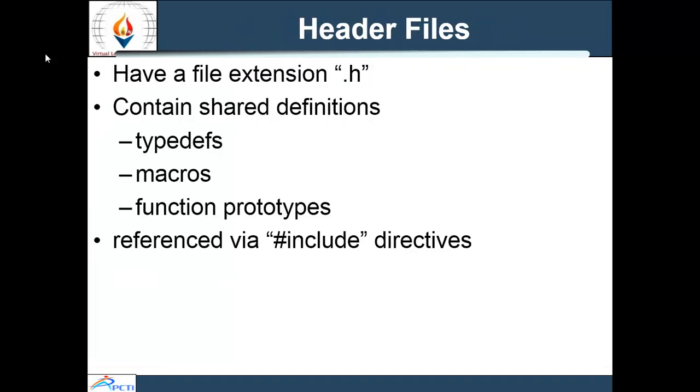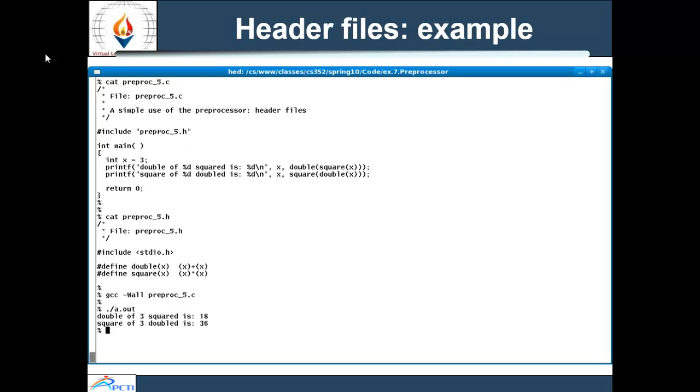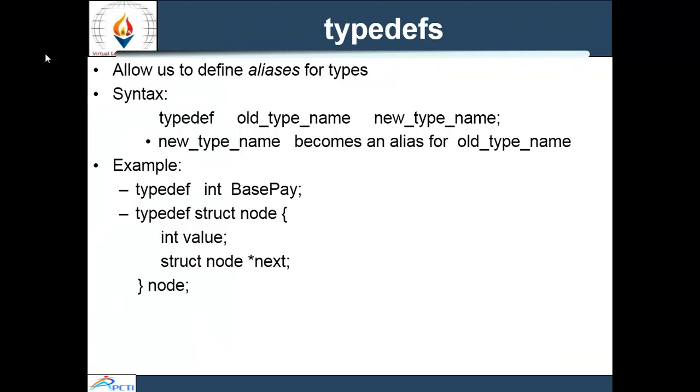Header files. Our file extension .h contains shared definitions, that is typedefs, macros and function prototypes. This is an example of a header file. Here I have include preprog_5.h. Typedefs. It allows us to define aliases for types. For example, typedef int base pay, typedef struct node. So this is the example of typedefs. This works like aliases.